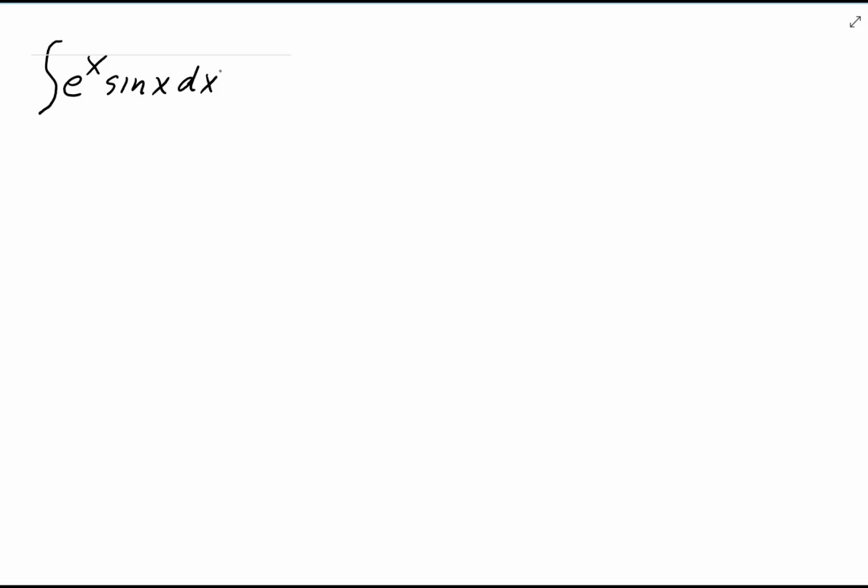So if you remember, that exponential function is the very last thing you want to let u equal. So we're going to let u be the sine of x, and dv is going to be e to the x dx. So du is going to be the cosine of x dx, and v is the antiderivative of e to the x, which is e to the x.